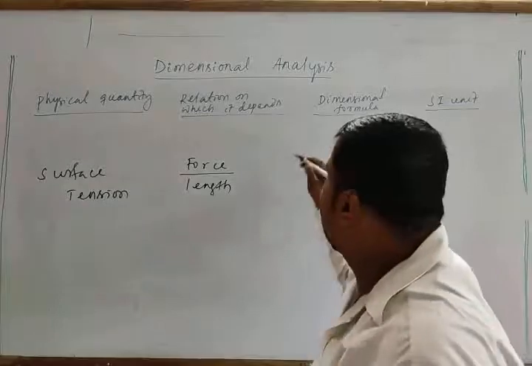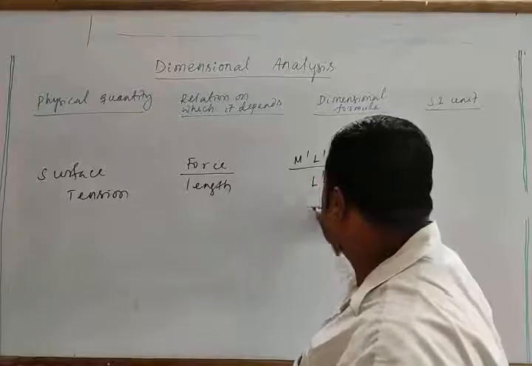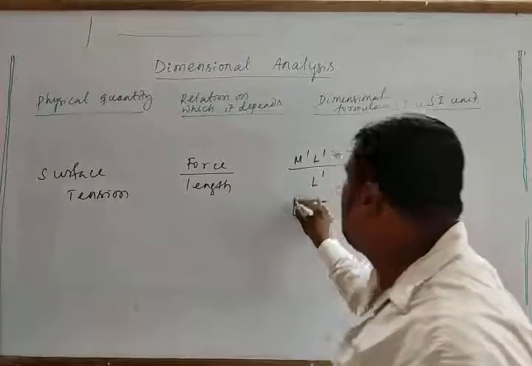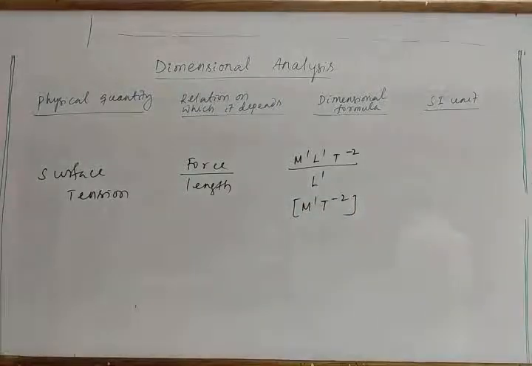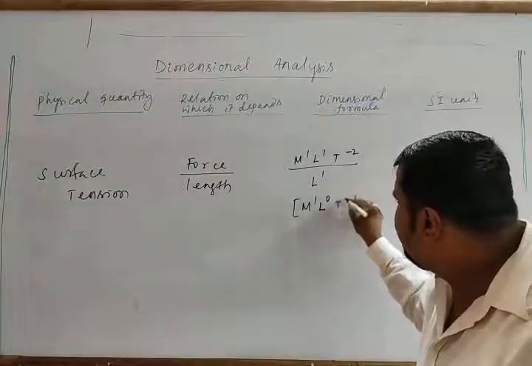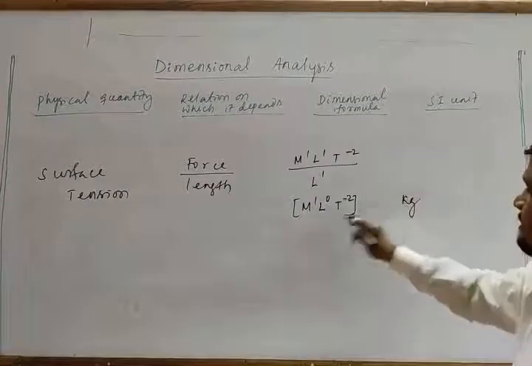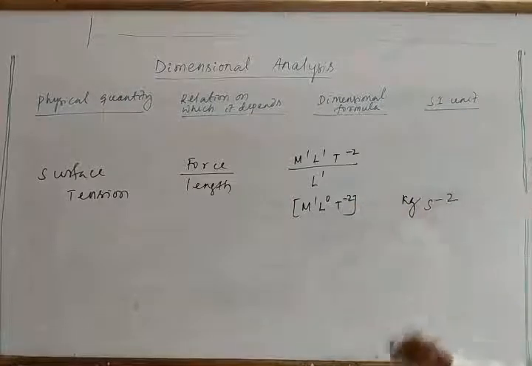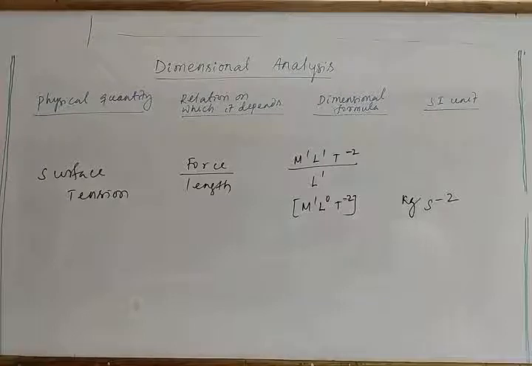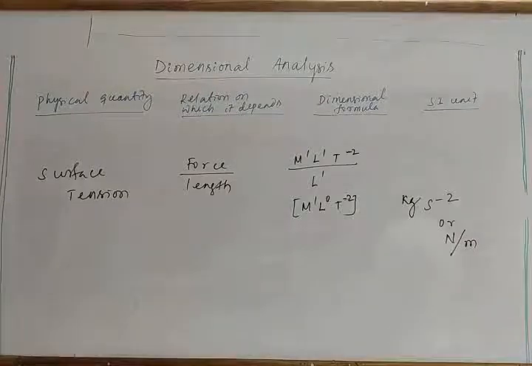So it is force per length. Force is M1 L1 T minus 2. Length is L1, so L1 will get cancelled. M1 T minus 2 is your surface tension. Or if you write L also, you can write M1 L0 T minus 2. So what will the unit of surface tension be? kg second minus 2. There is no unit of length. Or you can also write Newton per meter. Clear? This is the surface tension.